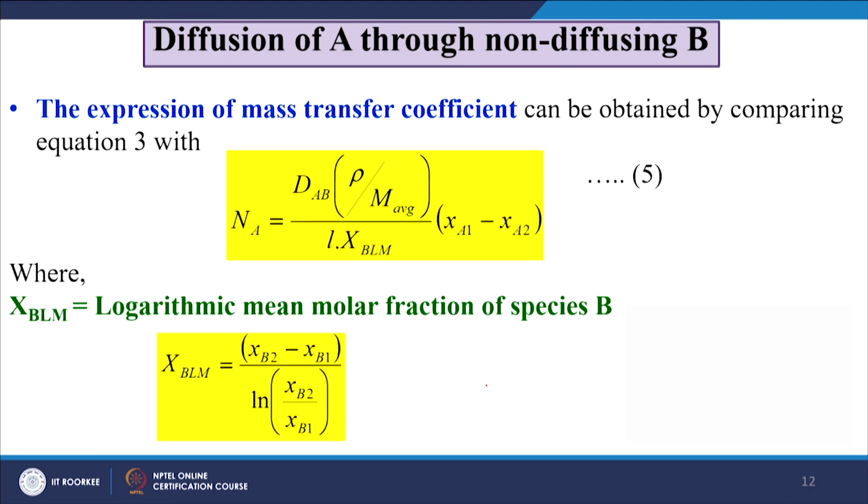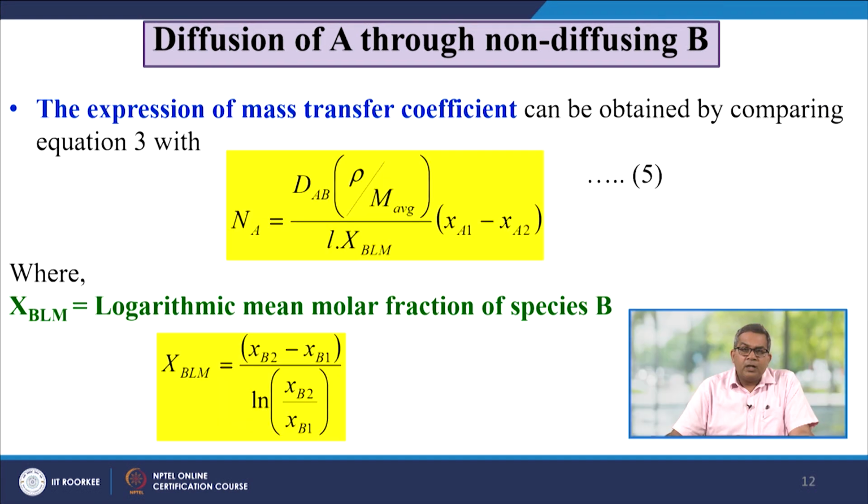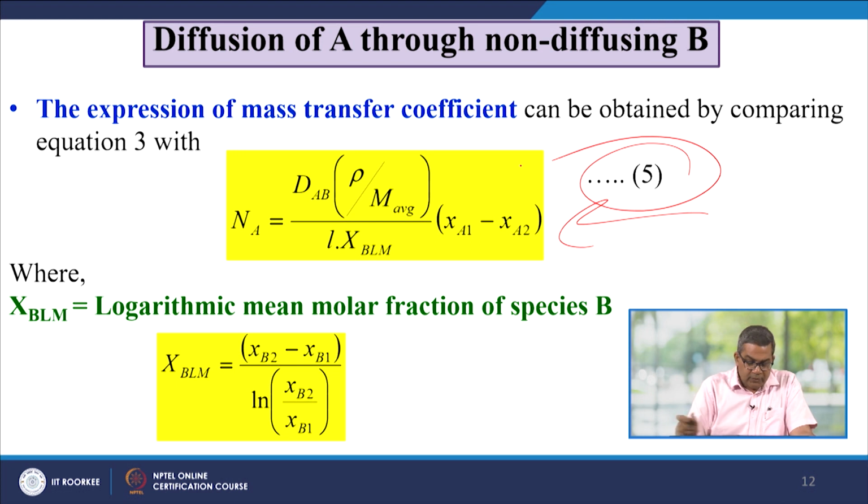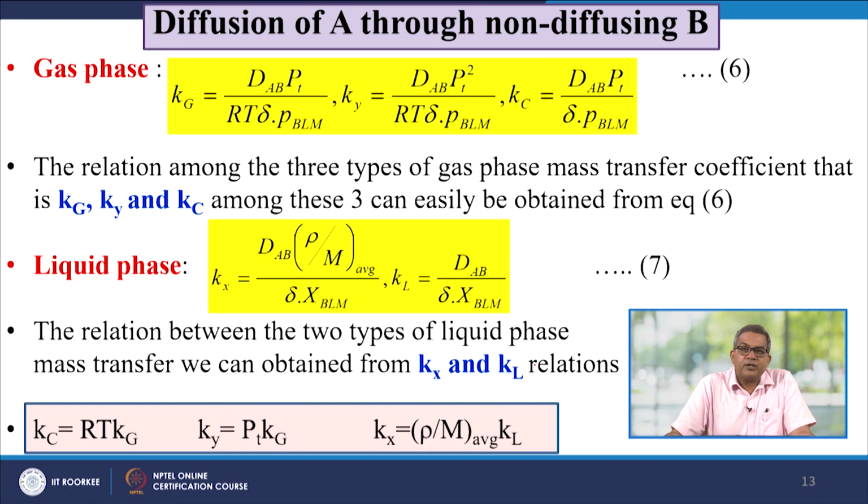Now the expression of mass transfer coefficient can be obtained by comparing equation number 3 with this particular equation, which is equation number 5. Here xBLM is the logarithmic mean mole fraction of species B, and this can be represented by this mathematical representation. Now if we talk about the gas phase, the mathematical expressions for the different mass transfer coefficients Kg, Ky and Kc are represented as equation number 6.